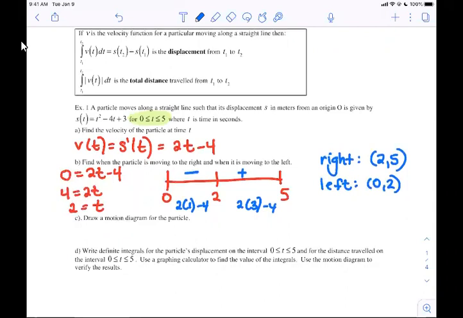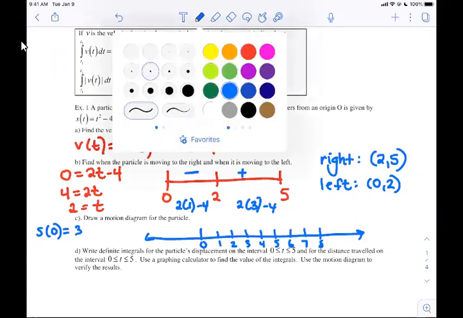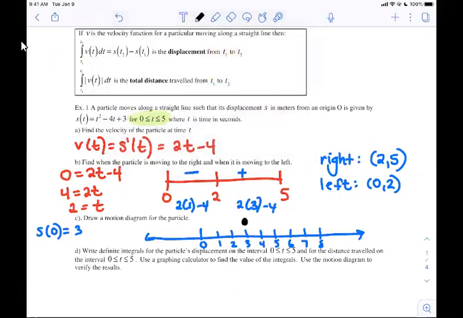It says draw a motion diagram for this particle. So let me show you something. And we did this earlier, back in chapter 3, I believe. Okay, so what I need to do is find the position of the particle at time 0. That's the initial location. So if I plug in s of 0, what do you get for s of 0? 3. So what this means is that the particle is starting at 3.